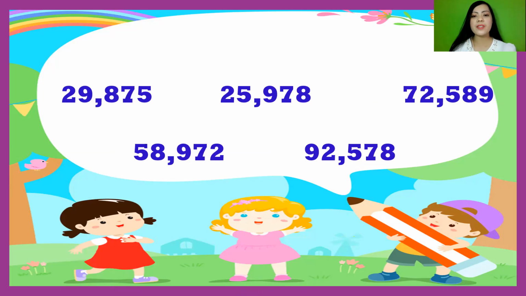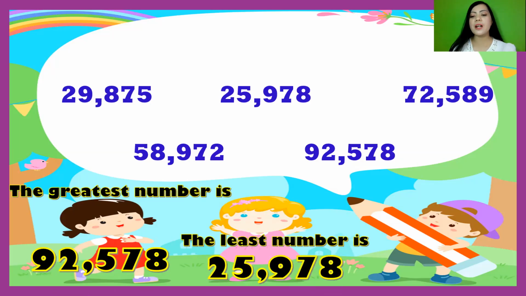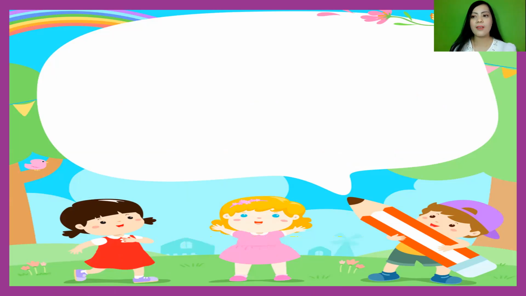All right, next one, 5-digit numbers. 29,875, 25,978, 72,589, 58,672, 92,578. What do you think is the greatest number? And what is the least number? Very easy. The greatest number is 92,578. The least number is 25,978.